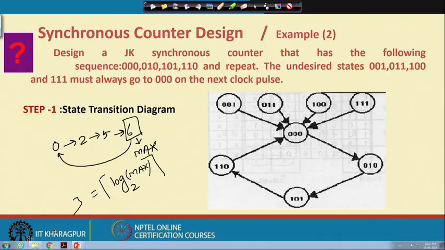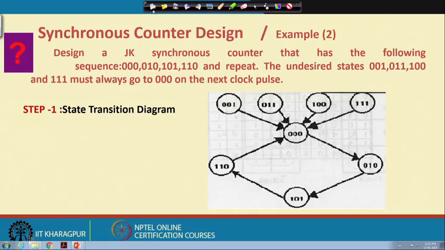So, if I tell you that you have to design a sequence like 0, 5, 15, 25, 11 and then 0, then for deriving how many flip flops will be needed, you have to look into the value 25, so max equals 25. You will need 5 flip flops for designing it. So, that way this log value of the max will tell you how many flip flops will be needed for designing the counter.